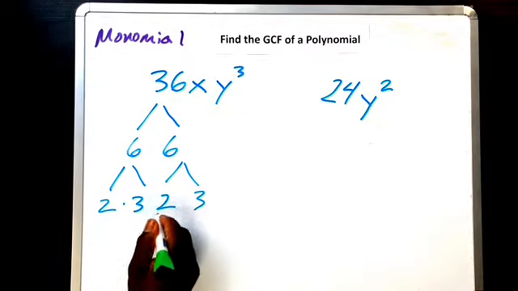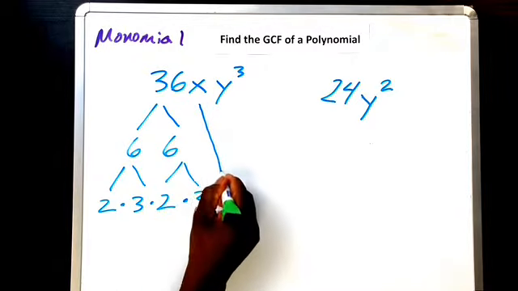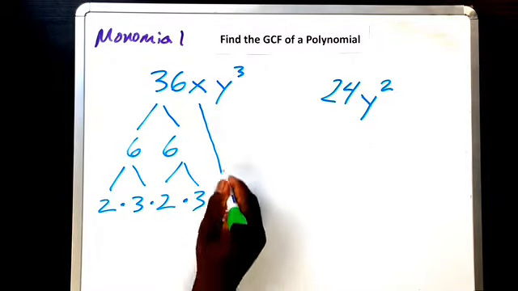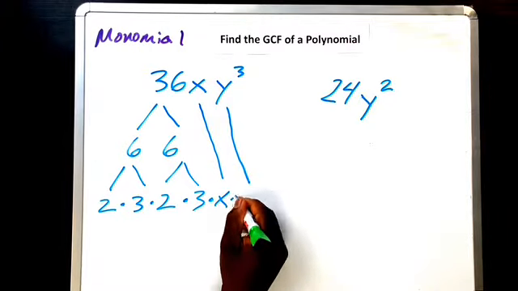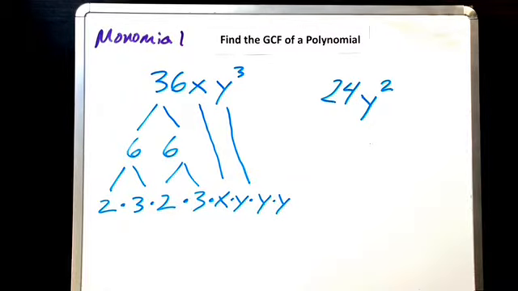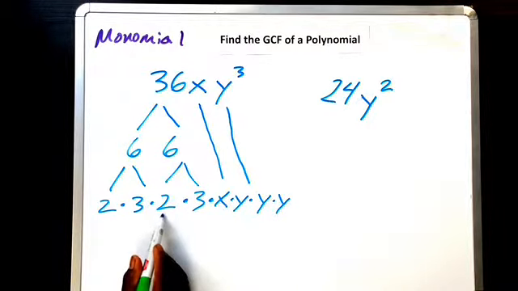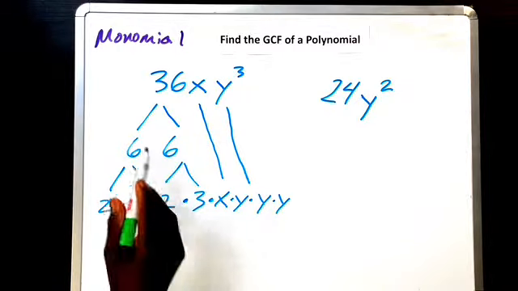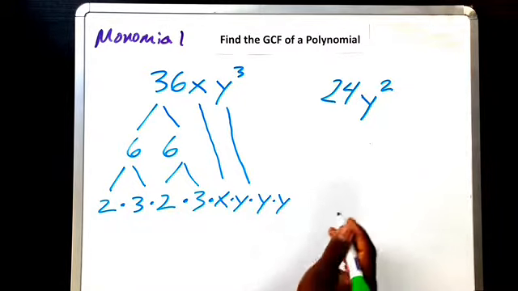So we put a dot here, which implies multiplication, and then we bring down the x. And then we're going to bring down 3 y values: times y times y times y. So 2 times 3 is 6, 6 times 2 is 12, 12 times 3 is 36, and we have 1 x and 3 y values. This is factored completely in this factor tree.